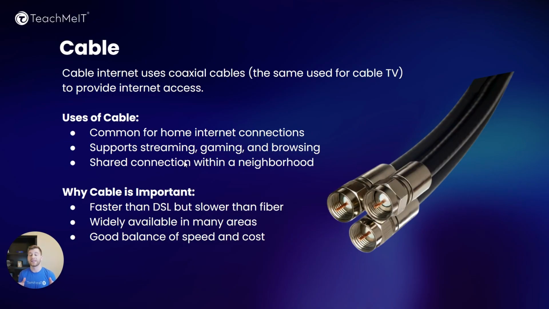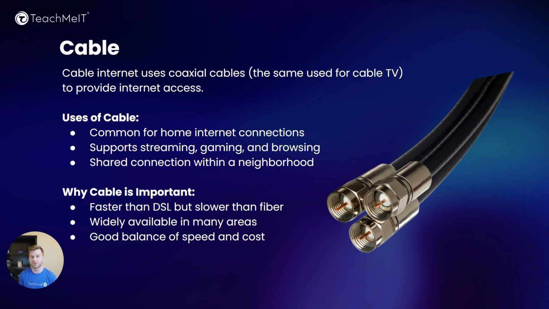Next is cable, and cable uses that coaxial cable I was talking about earlier to provide internet access. The common uses of cable are for basic home internet connections and sometimes small offices and smaller businesses. It supports streaming, gaming, and browsing relatively easily. It's not usually as fast as fiber optic, but you can see decent speeds with cable.